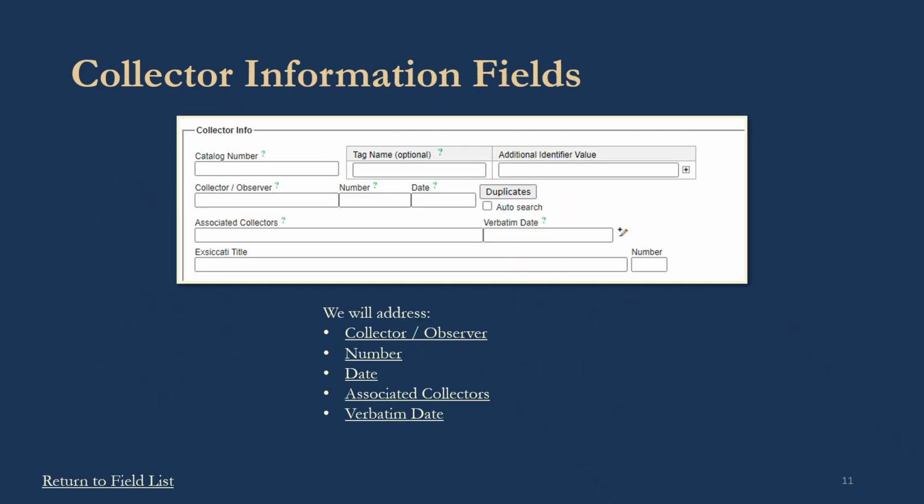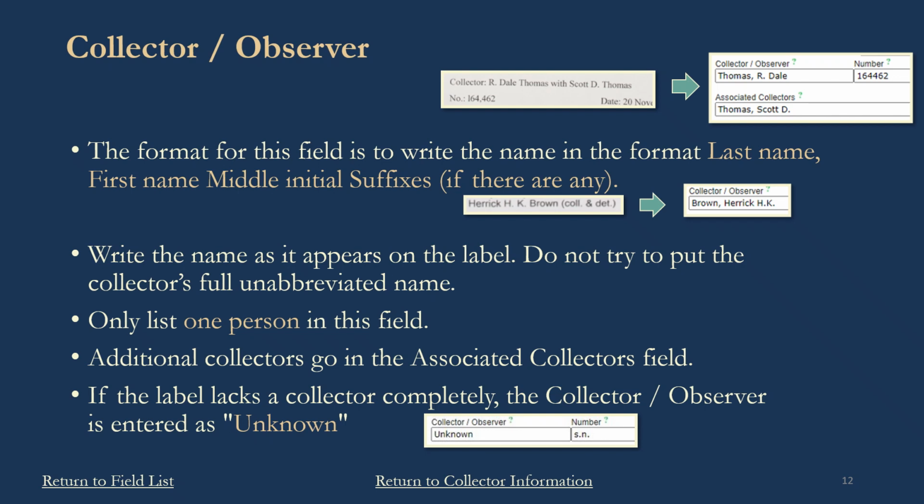We will now go over our collector information fields. Our protocol for the collector/observer field is to enter the collector's name in the format last name, comma, first name, space, middle initial, space, suffixes, if there are any. Write the name as it appears on the label. Do not try to put the collector's full unabbreviated name. We also only list one person in the collector/observer field, while additional collectors go into the associated collectors field. Lastly, a complete absence of a collector name is entered as unknown.